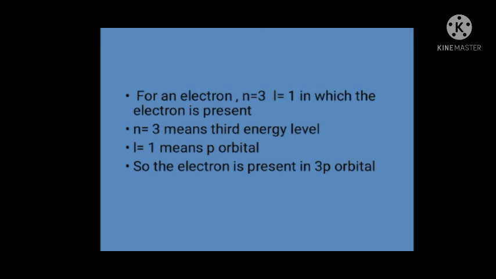That means that electron is present in the p subshell, which is present in the third shell or third energy level. So that can be represented as 3p. So we can tell that this particular electron is present in the 3p orbital. Clear? So this is about quantum numbers. I think it is clear for all of you.